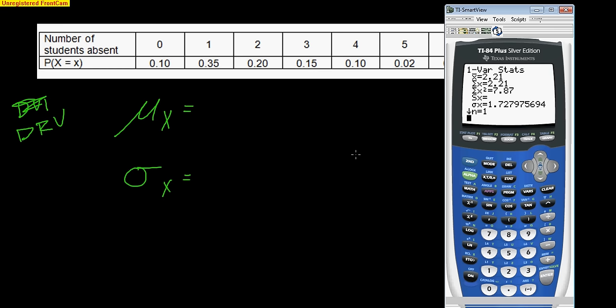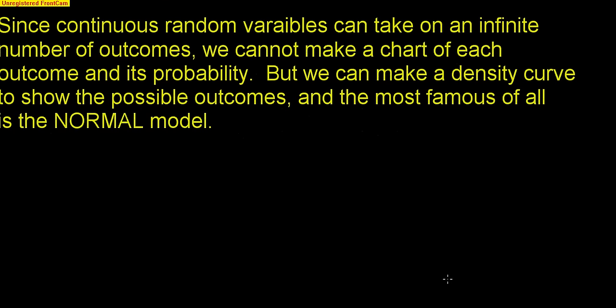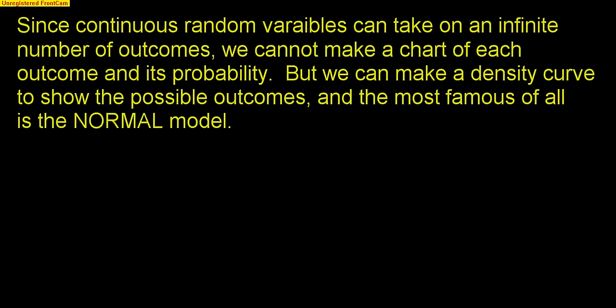Notice I'm rounding to two decimals, which is, for the most part, okay. So I expect 2.21 kids to be absent on any given day, with a standard deviation of 1.73. So hopefully that makes sense. And again, kids say, well, you can't have 2.21 kids be absent. I know. This is the idea of what we expect to happen in the long run. If I were to look at many, many days of school, maybe a whole year, maybe a whole decade, I expect the average number of kids absent each day to be 2.21, and that number could deviate by 1.73.